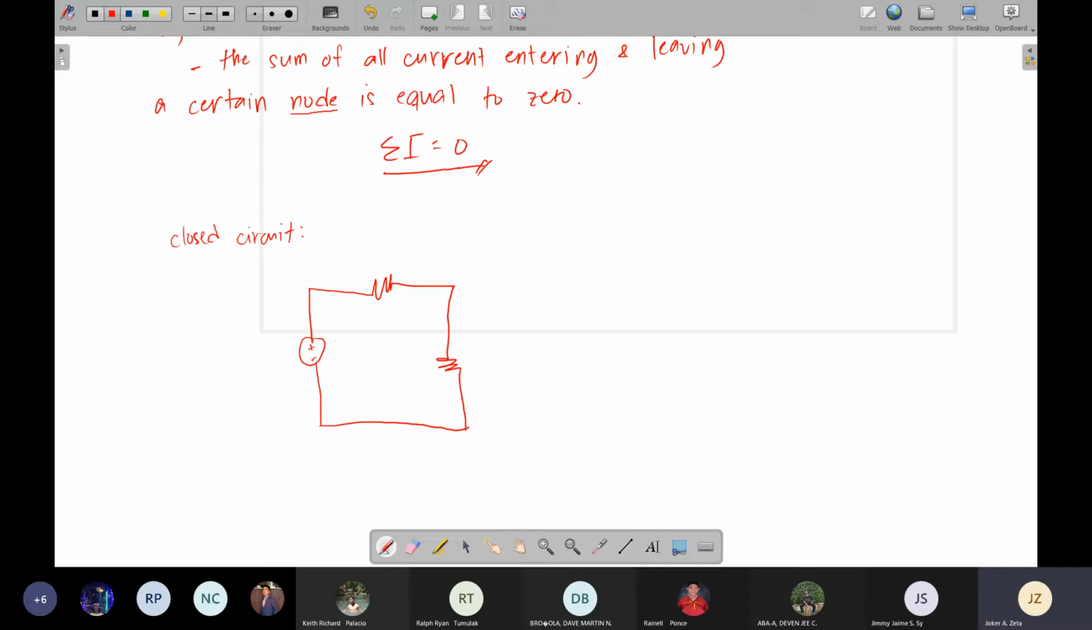Pero what if naay lain nga connection? Say for example, ingana. Okay? So, can you say a closed circuit gihapon ni? Answer would be yes. As long as closed na siya, okay? As long as makaporma ka og loop diha, bisan pa naa pay laing sumpay, you can make it as a closed circuit.